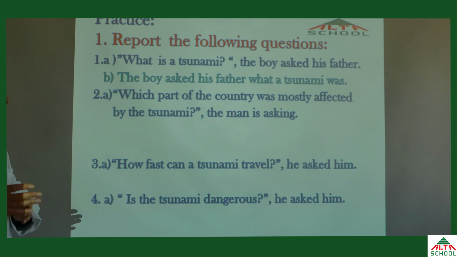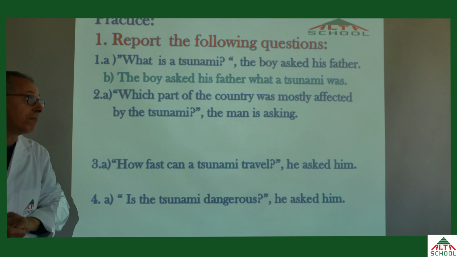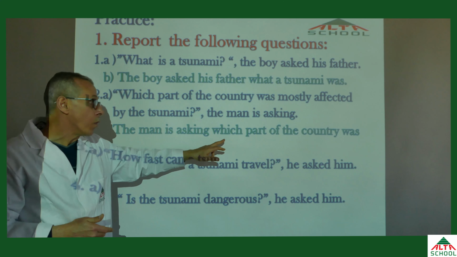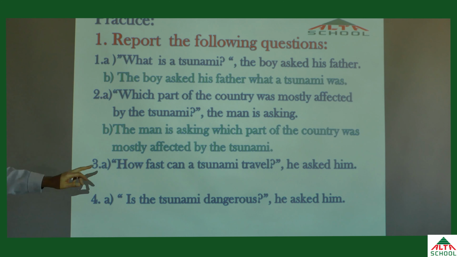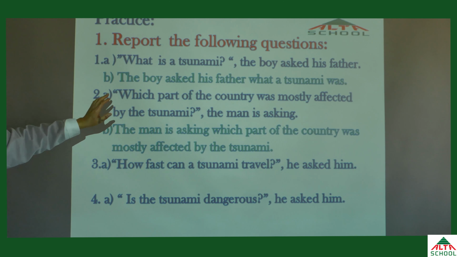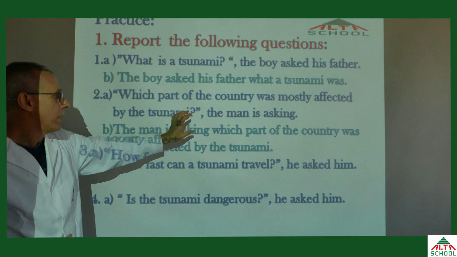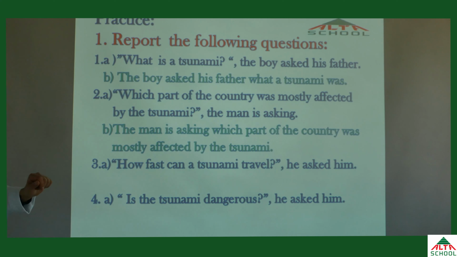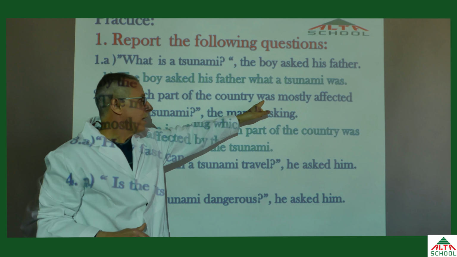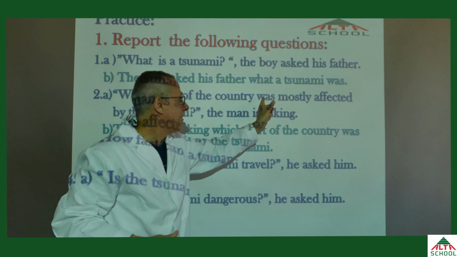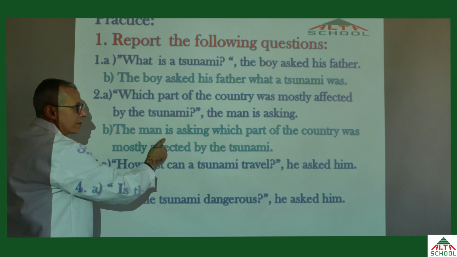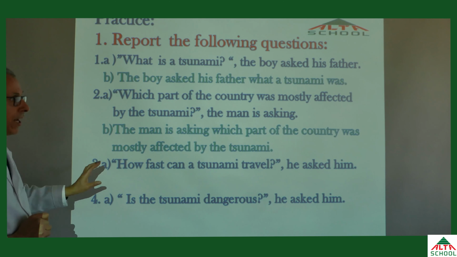Sentence 2. Which part of the country was mostly affected by tsunami? The man is asking. The man is asking which part of the country was mostly affected by tsunami. So, as we did, the question word first, okay, the subject, the verb in the past, okay, the verb, as you have noticed, hasn't changed. Why? Because the reporting verb is in the present. So we use was, plus the rest of the sentence.